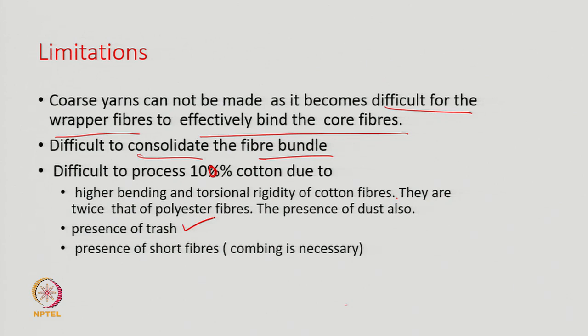The other thing is the presence of trash and dust and presence of short fibers. So, if it is there, we have to go for combing always, and even then 100% cotton processing is difficult. We can go for blending cotton with polyester, cotton with viscose, or we can go for PV, polyester viscose blend. Processing will be easy. The trash will always be there, and some dust particles will be there. These dust particles are going to choke the jet, they will accumulate within the jet, and after some time the yarn will break.